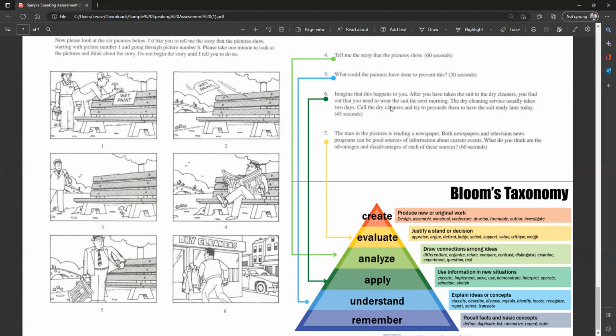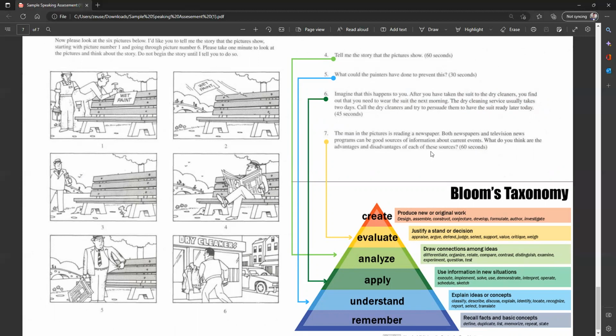Next, question number 6. Imagine that this happens to you. After you have taken the suit to the dry cleaners, you find out that you need to wear the suit next morning. The dry cleaning service usually takes 2 days. Call the dry cleaners and try to persuade them to have the suit ready later today. So question 6 is aligned with the application level, as it makes the assessee use the information presented in the depictions of the illustration and use it in an entirely new situation.